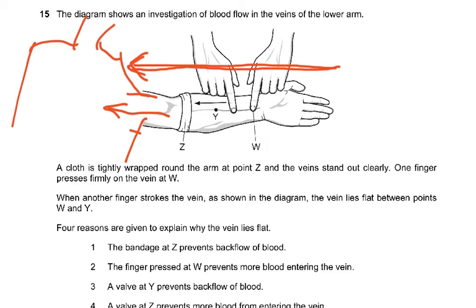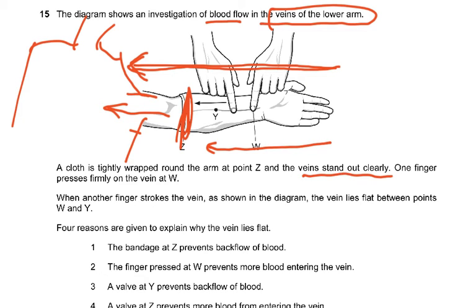It said the diagram shows an investigation of blood flow in the veins of the lower arm. Now, a cloth is tightly wrapped around the arm at point Z. So if you tie this point, what is happening? The blood returning back is stalling here a little bit, and it will be diverted to the vessels inside the arm. So around Z the veins stand out clearly. Why? Because there's a little back pressure, like if there's a blockage.